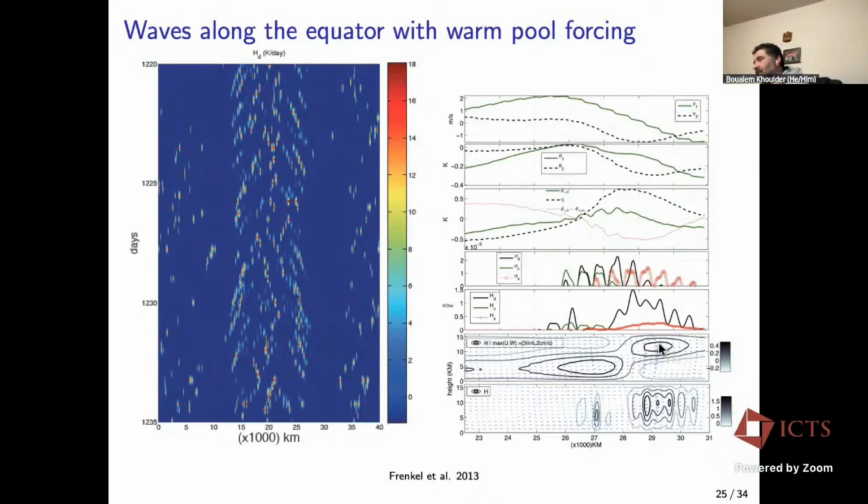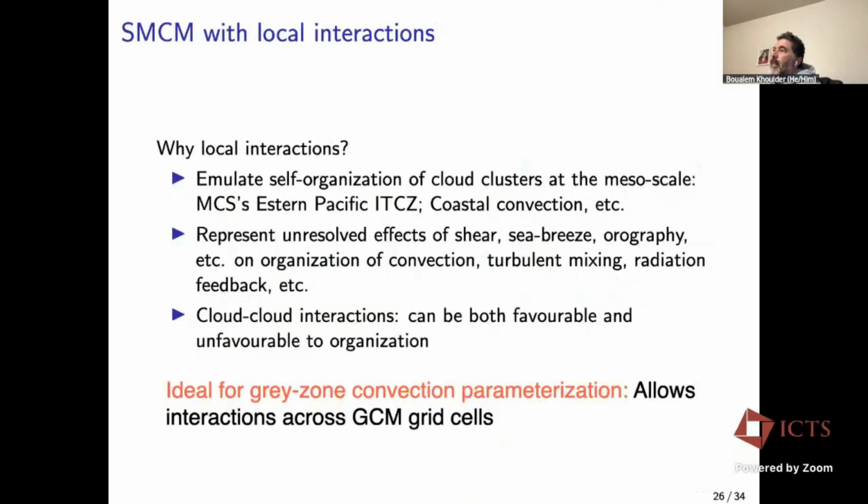You get these nice tilts. This is the heating. You get stratiform heating in the back, congestus, then deep, and then deepening, and then stratiform, and you see the tilt of the temperature and velocity profiles, just like the ones I showed you in the beginning from the MAPES paper. So this is all encouraging.